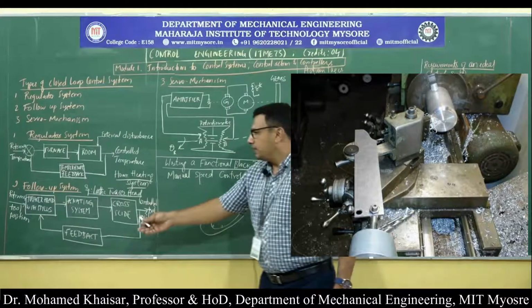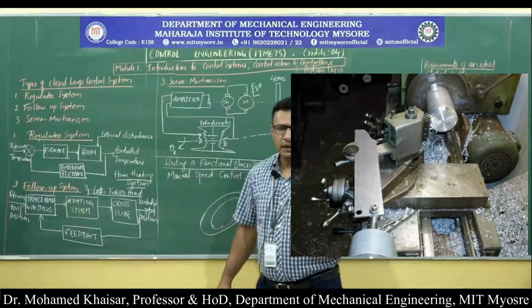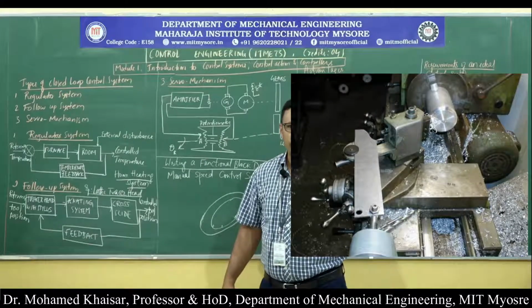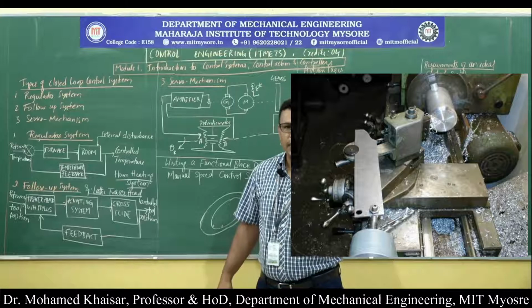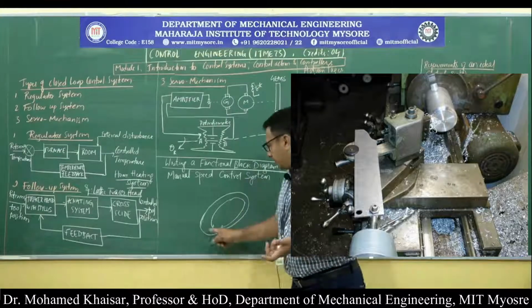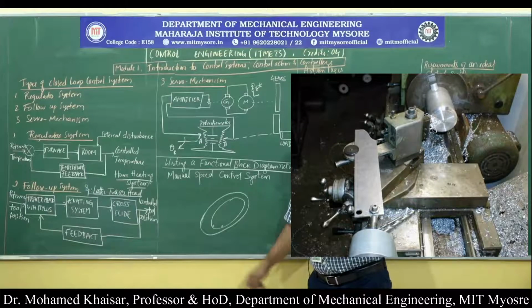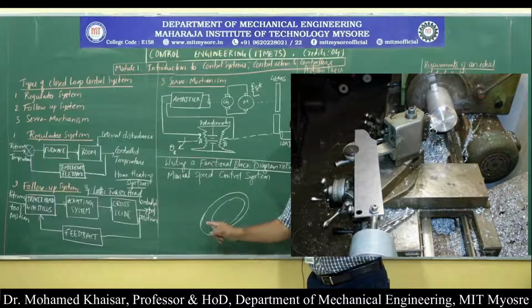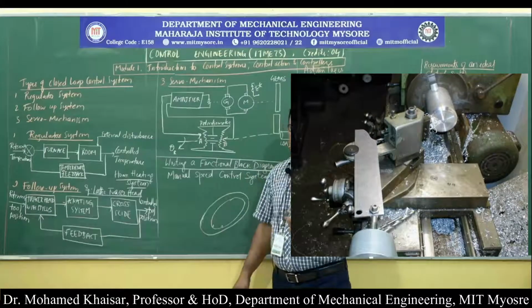What does it mean to say? The definition of follow-up system, what does it tell? It tells that the follow-up control system is a kind of closed loop control system wherein the input varies with respect to time. So here the input is the tool position in the lathe tracer head mechanism. At every small instance of time, the position of the tool is varying. That means the input is varying with respect to time.